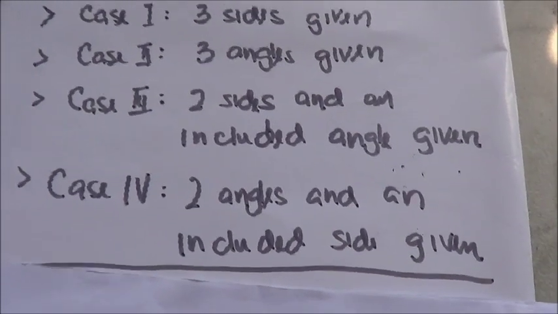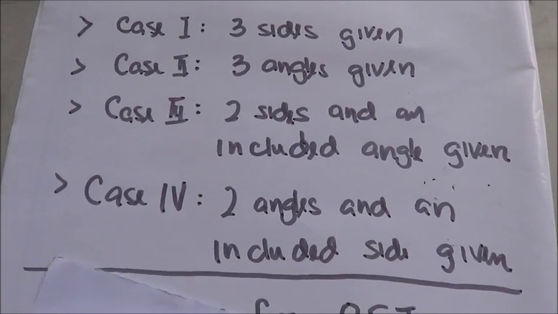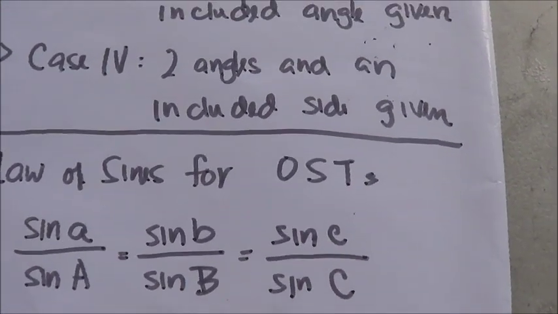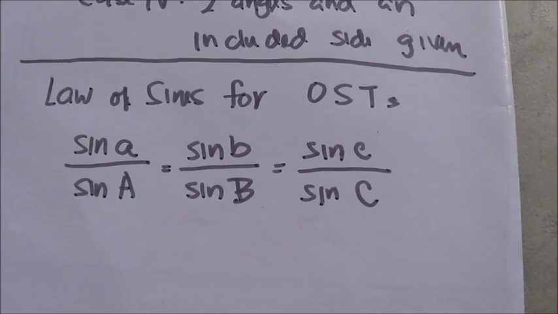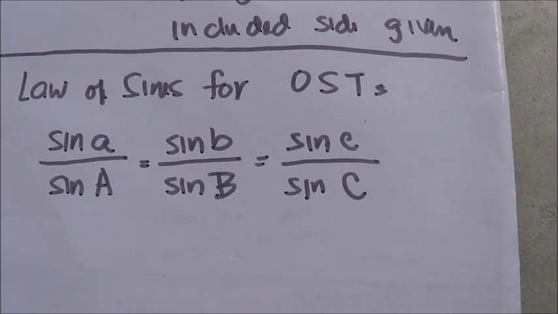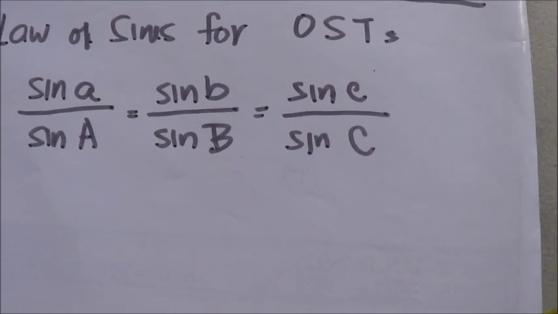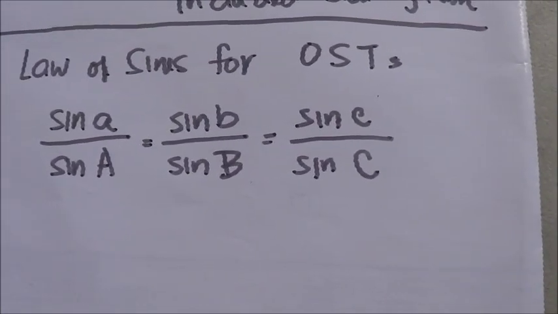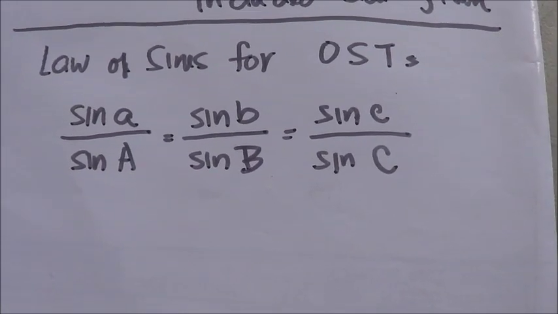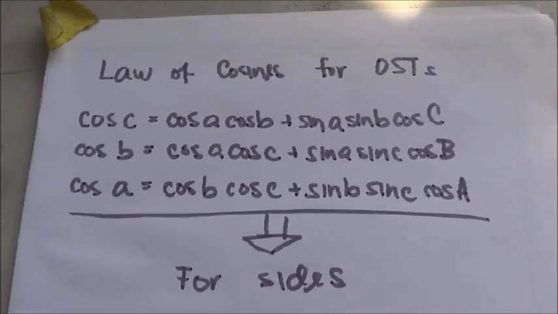When we encounter these kinds of problems, we use the law of sine and the law of cosine for oblique spherical triangles. First, the law of sine is sine small a over sine capital A equals sine small b over sine big B equals sine small c over sine big C. These are the law of cosines for oblique spherical triangles.